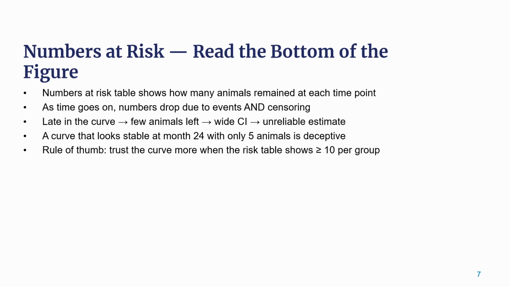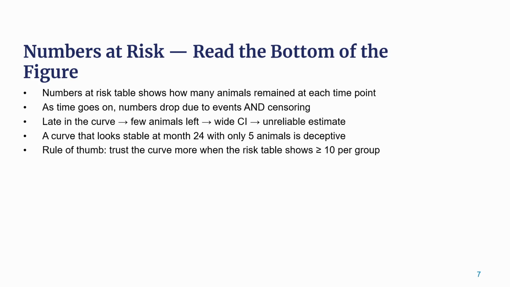The curve may look perfectly stable and flat at month 24, but look down at the numbers at risk table below. If only 4 animals are still being tracked at that time point, that flat line means almost nothing statistically. One event could send it plummeting. Always read the numbers at risk table. It gives you the denominator for the curve.